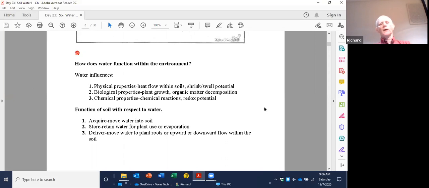Biological properties include plant growth and organic matter decomposition. Chemical properties include chemical reactions and redox potential. You and I have many chemical reactions going on within our body right now, and they're water reactions. We talk about plants. Plants have water reactions taking place.